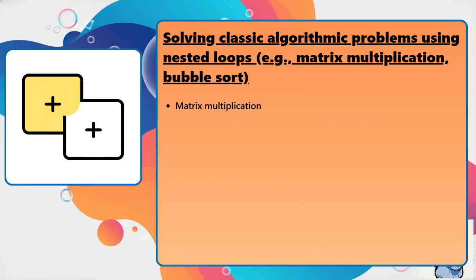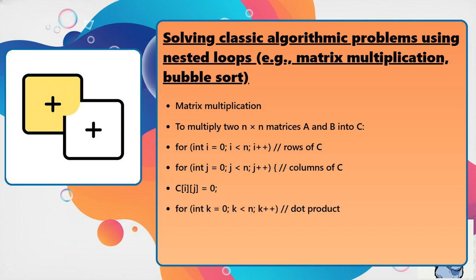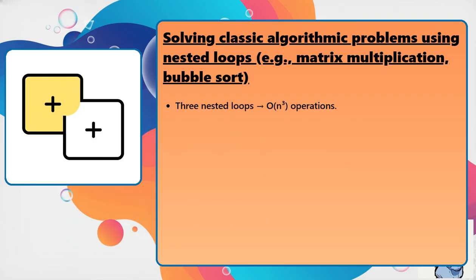Matrix multiplication. To multiply two n by n matrices A and B into C: for (int i = 0; i < n; i++), rows of C; for (int j = 0; j < n; j++), columns of C; C[i][j] = 0; for (int k = 0; k < n; k++), dot product; C[i][j] += A[i][k] * B[k][j]; close brace. Three nested loops lead to O(n^3) operations. C_ij equals the sum from k = 1 to n of A_ik times B_kj.